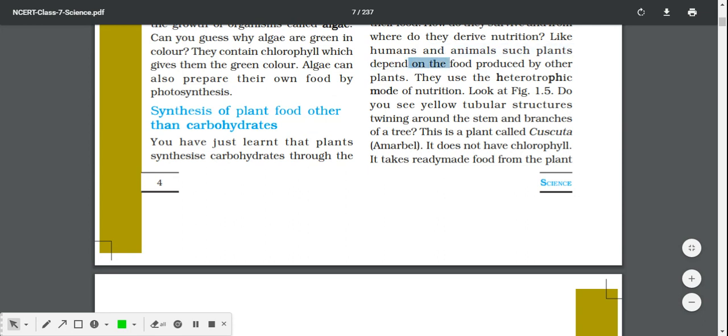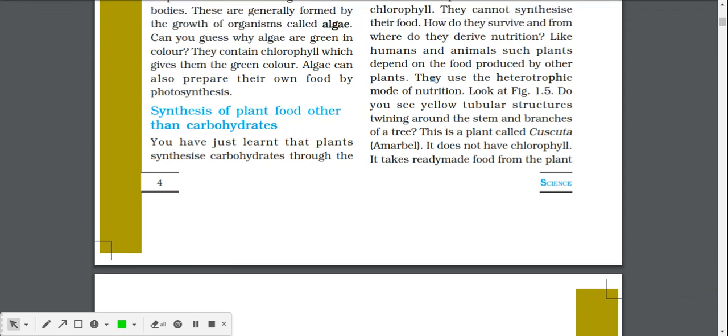Like humans and animals, such plants depend upon food produced by the other plants. They use the heterotrophic mode of nutrition. Heterotrophic mode of nutrition means वो अपना खाना खुद नहीं बनाते, वो दूसरे ऑर्गेनिजम्स पे डिपेंड होते हैं फॉर देयर फूड. Do you see yellow tubular structures ringing around the stem and branches of a tree?